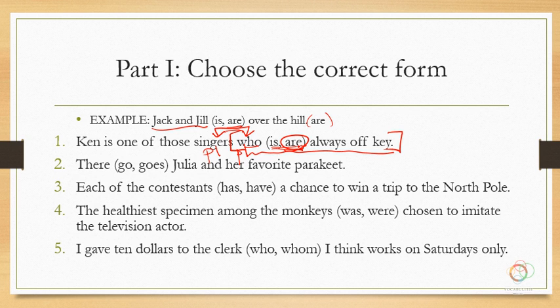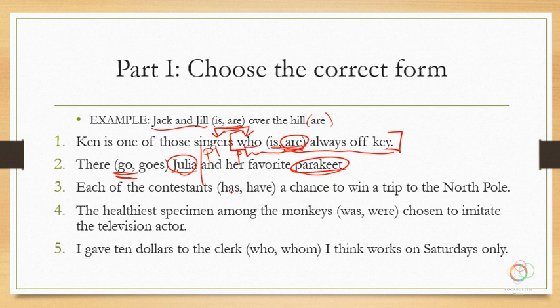There go Julia and her parakeet, or there goes Julia and her parakeet. Well, if you read only up to here, you would think, oh, there goes Julia. But in this case, it's tricky because it's Julia and her parakeet. There are two of them that are moving, and so you have to say there go Julia and her parakeet. The subject is not in the front of the sentence. The subject comes in the back when you have a there structure.